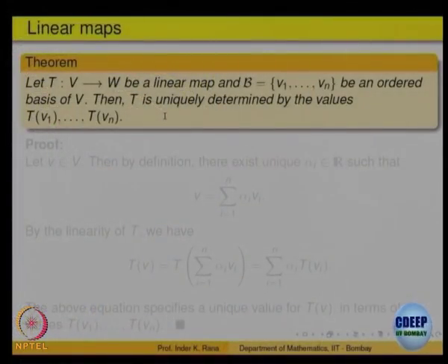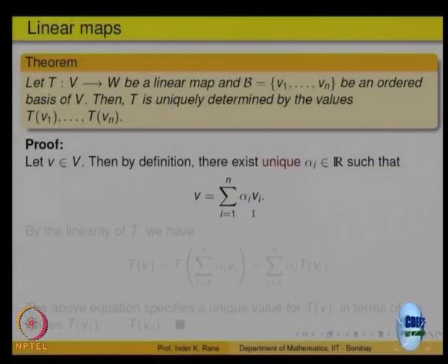So, we are fixing an ordered basis V1, V2, ..., Vn. Then the claim is that T is uniquely determined by the values on these n vectors V1, V2, ..., Vn. That means, T is a linear transformation on a vector space V. If we fix its values on basis elements, then its value for every vector is fixed. That means, to determine a linear transformation completely on a vector space of dimension n, where there are n elements in the basis, you need to know only the values on the basis elements. Where does each basis vector go? That is all, nothing more is required.